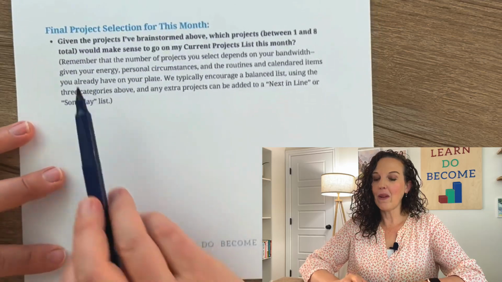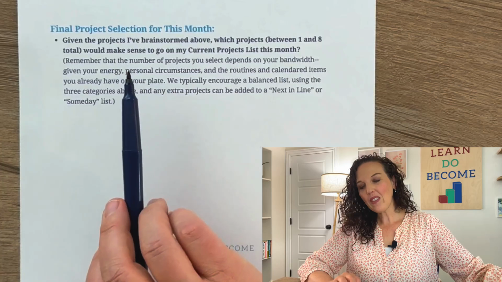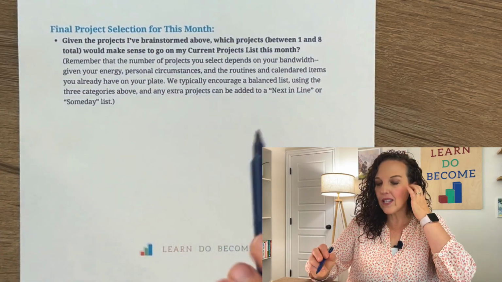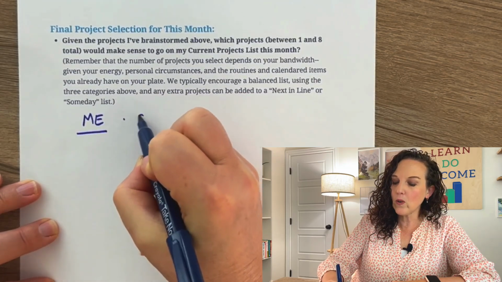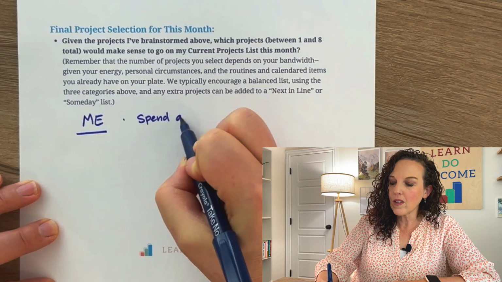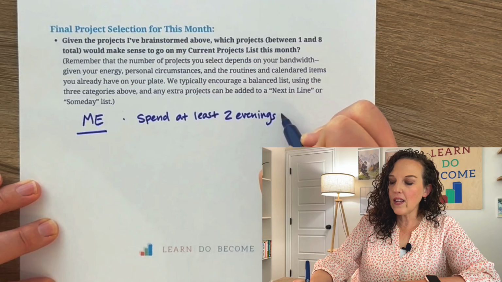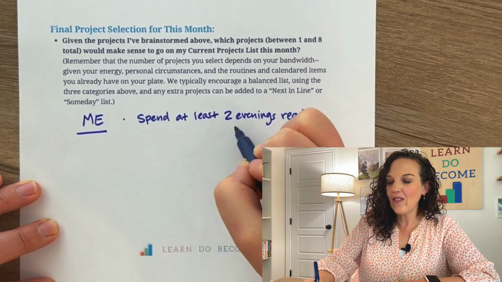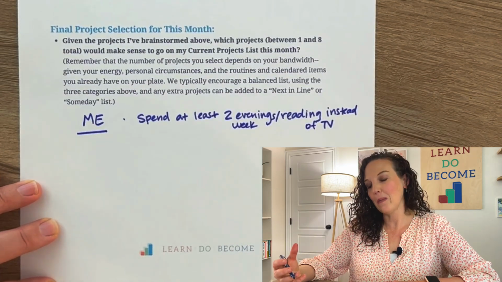Okay, so now as I look at this last section, and I want you to do this too, look at your final project selection for the month. So I'm going to pull over my me and family ones, and I'm just going to write down what the projects would be. So I'll say, okay, for me, I'm going to spend at least 2 evenings reading instead of watching TV. 2 evenings a week. Okay, so that's a project because this is a habit, kind of like a new routine I'm establishing. Or I could say, oh, I want to read 2 books or 3 books, but I think for me, saying this is what I'm going to implement into my nights, that works well.